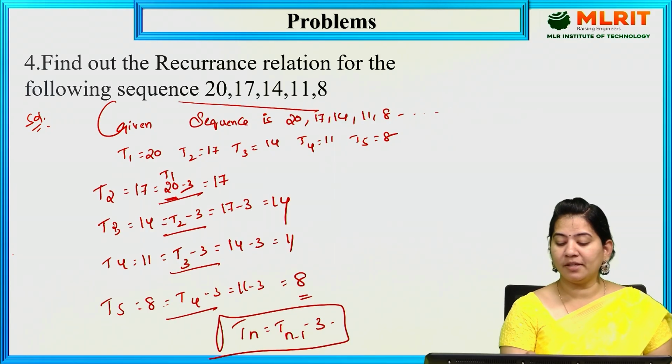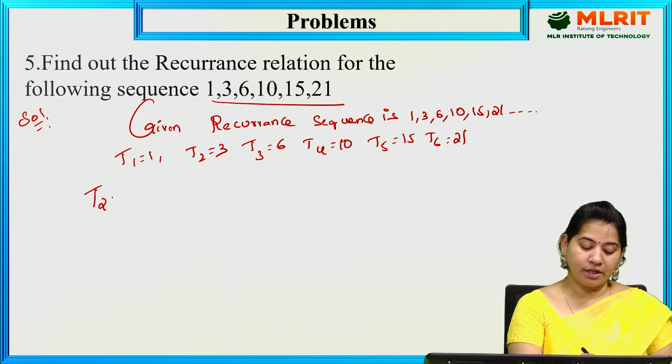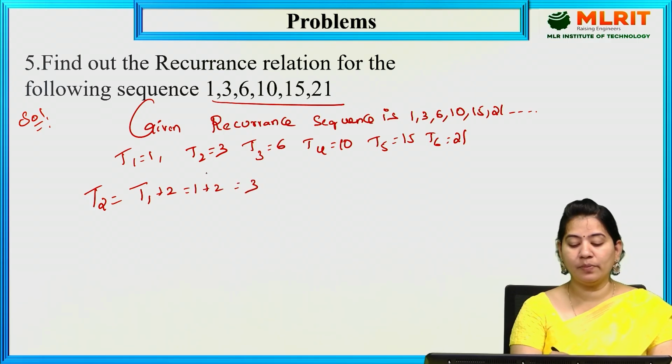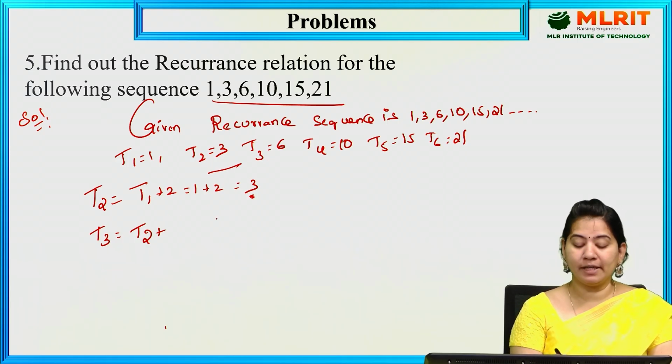So this is 1, 3, 6, 10, 15, 21. Now let us suppose T2 is equal to, so T1 is what here? 1. So 1 plus 2 is equal to 3, which is nothing but T2. Now T3 is equal to, if you take T2, so T2 is what here? 3. 3 plus how much if you add, you will get 6? 3 only. So 3 plus 3 is equal to 6.